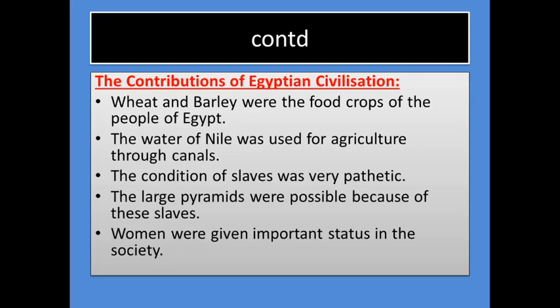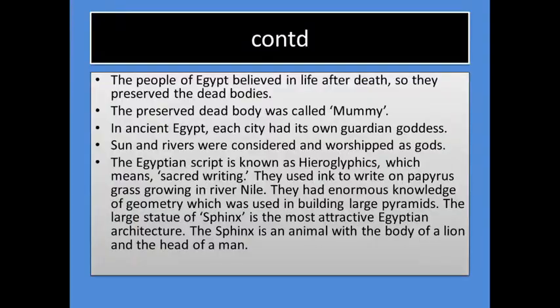The condition of the slaves was very pathetic. Here, pathetic means problematic or difficult. The slaves were facing lots of problems in Egypt. The large pyramids were possible because of these slaves. Women were given important status in this society. The people of Egypt believed in life after death, so they preserved the dead bodies.